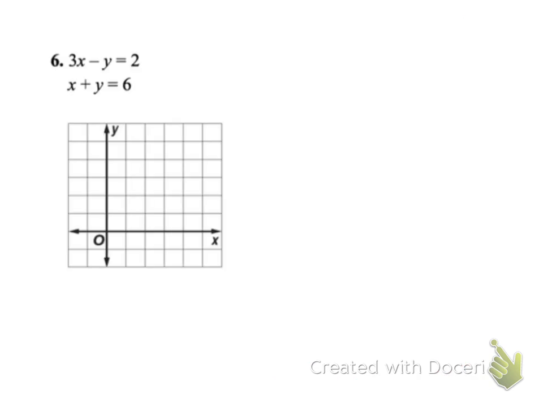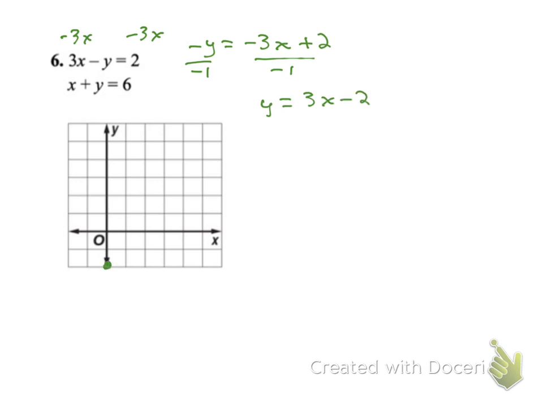And do the last one. So here, first line, subtract 3x, negative y equals negative 3x plus 2. Divide by negative 1, y equals 3x minus 2. So my y-intercept is at negative 2, and I'm up 3, right 1. I have my line.